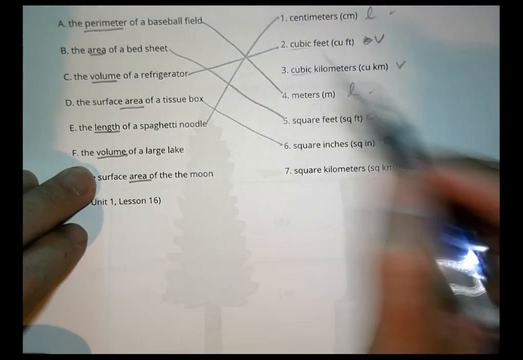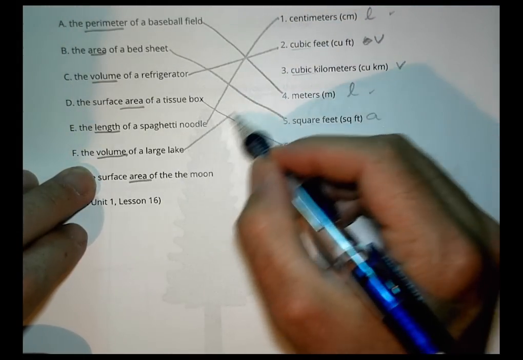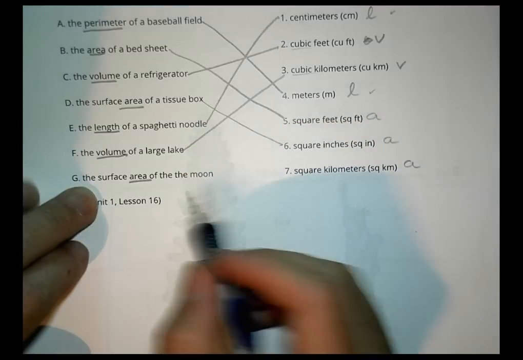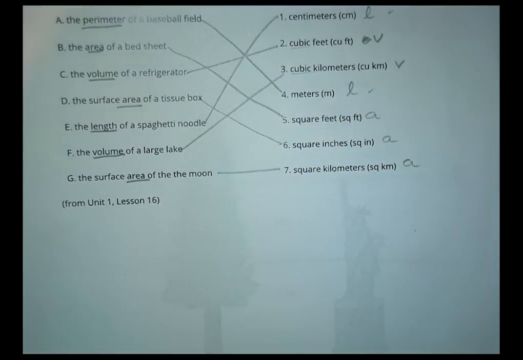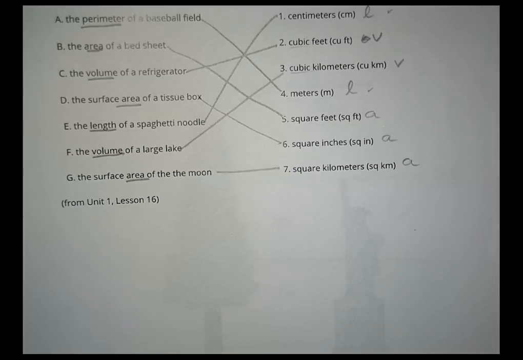Volume of a large lake. We already did cubic feet. Let's go cubic kilometers because it's a large lake. And surface area of the moon. We got here square kilometers, and we're set to go. Just like that.